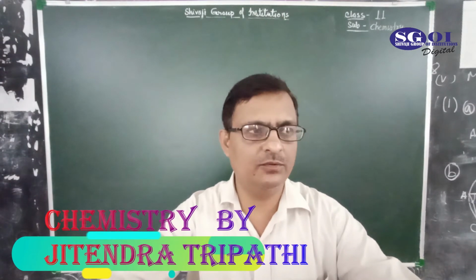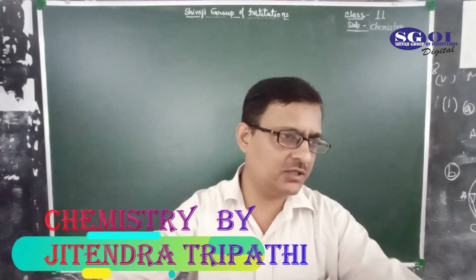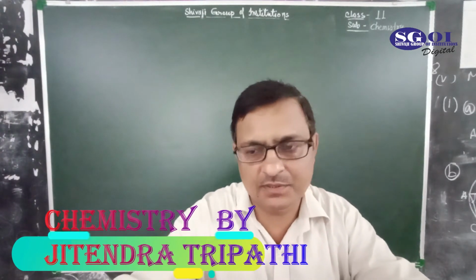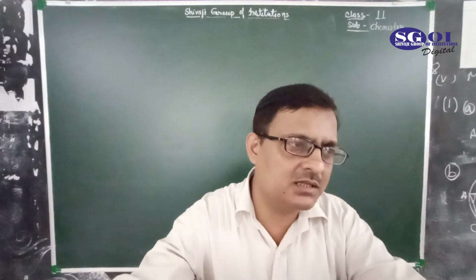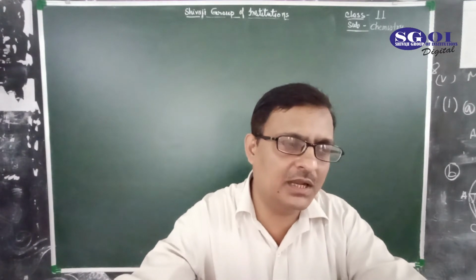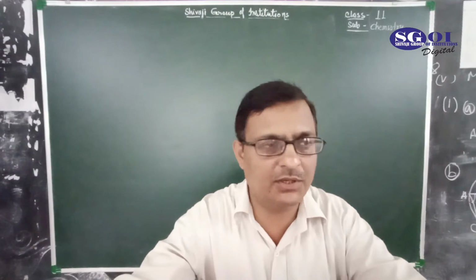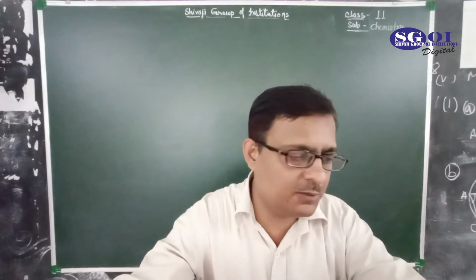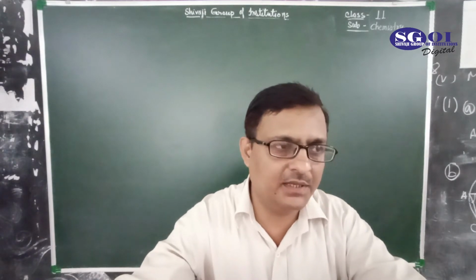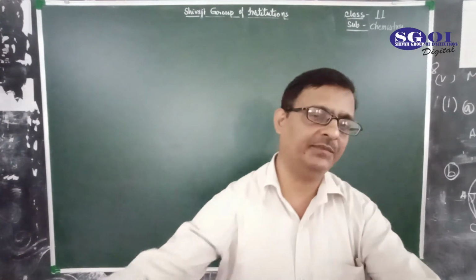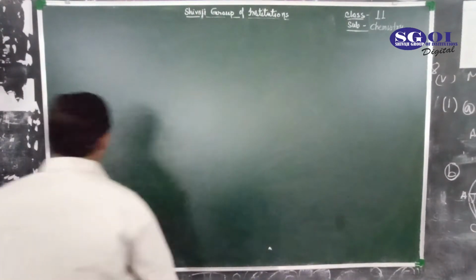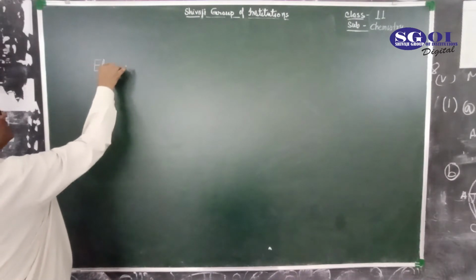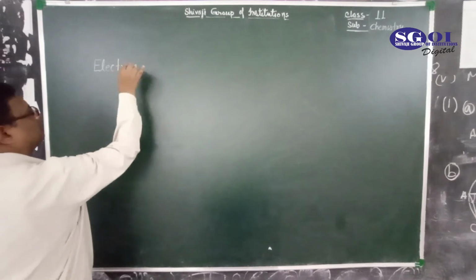Today we are going to explain the next topic of the chapter, periodic table and their periodic properties. Students, in the last class we discussed ionization energy and ionization potential, and today the next topic is electron affinity.